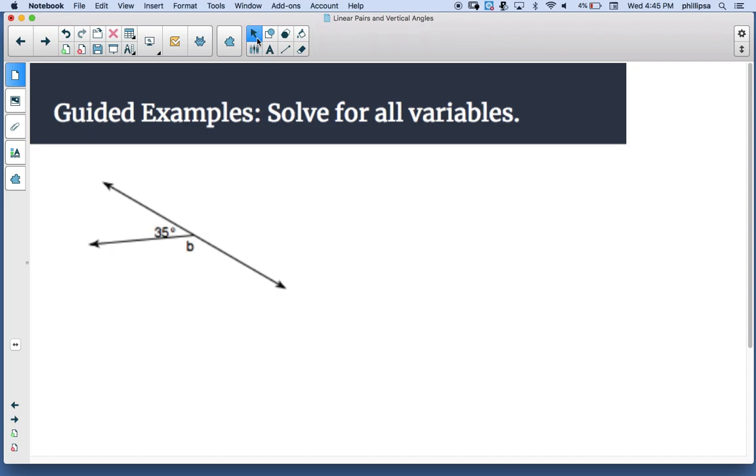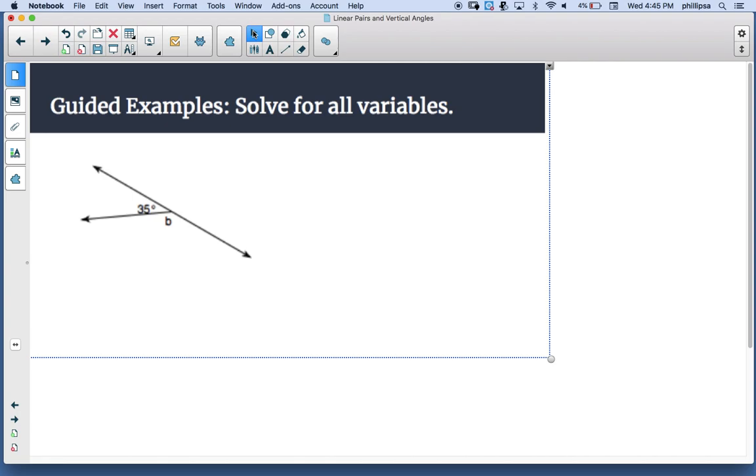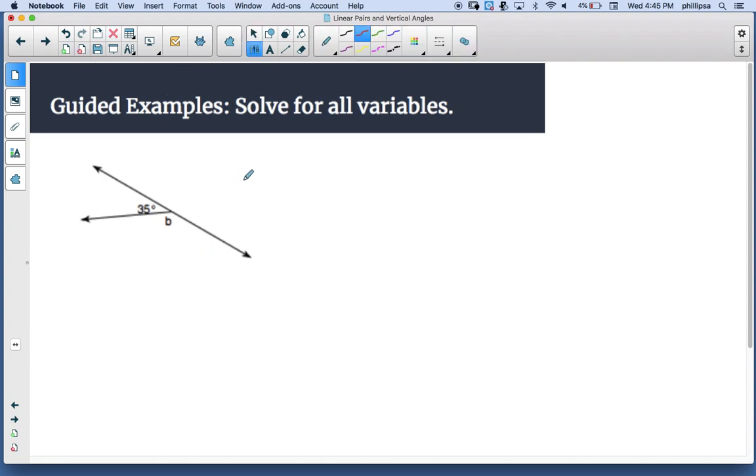Okay, so let's go through a few examples. There's a lot of math or calculations and algebra involved here. So the first thing is I'm going to highlight why they are a linear pair. So two adjacent angles along the same line. They are supplementary. So I know that B plus 35 would equal 180. So of course B would equal 145 degrees.